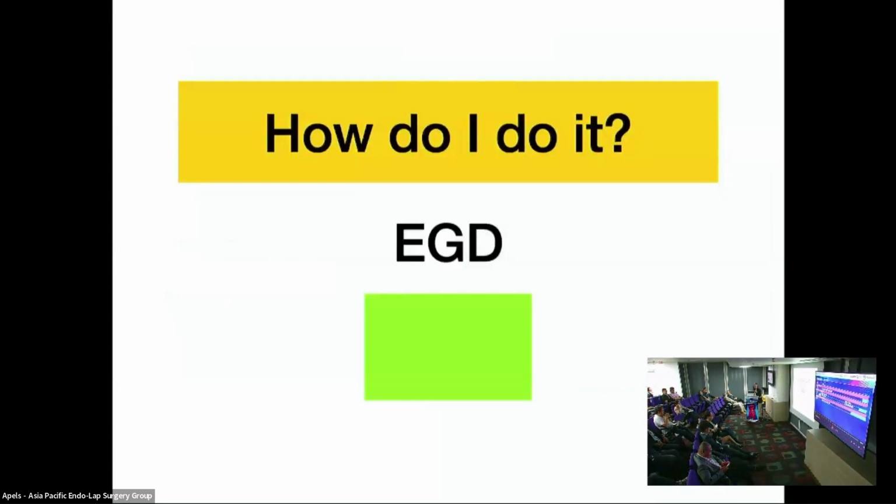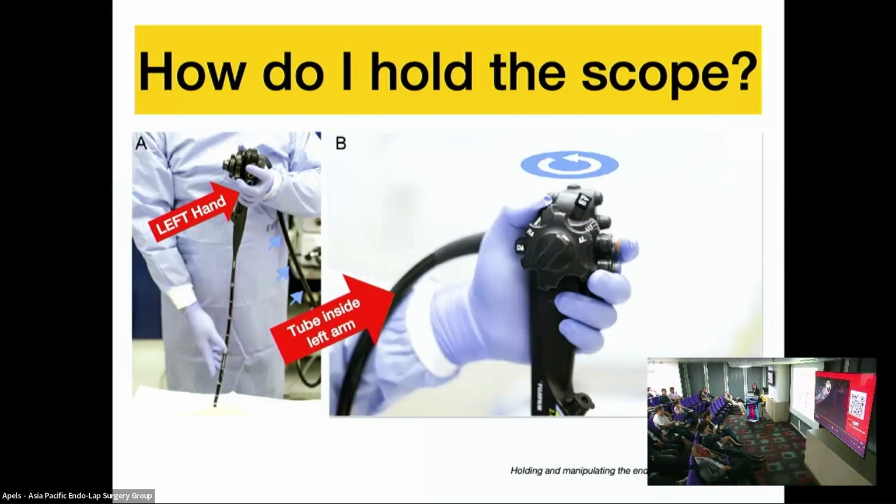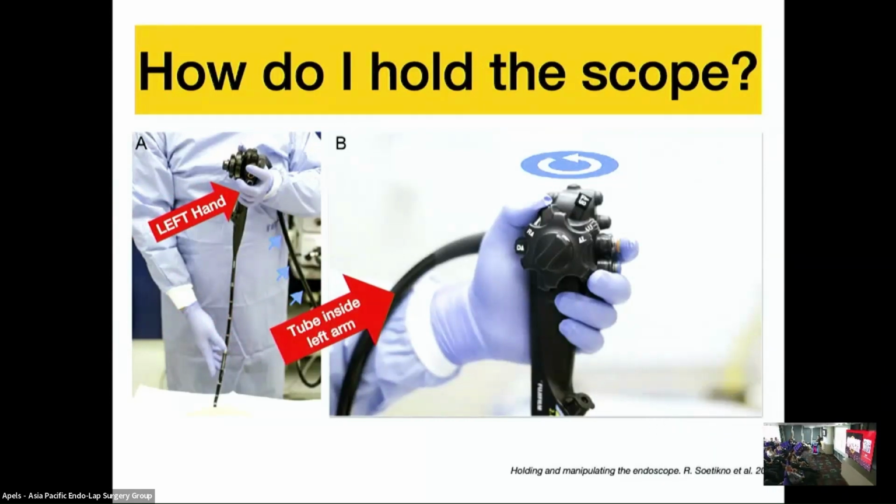And if you can do management for those, of course, that would be a plus as well. So how do you do your EGD? The proper, systematic way to do it is, of course, to check your esophagus, your stomach, and your duodenum. So how do you hold your scope? Your scope is held by your left hand, just like that. The umbilical tube is in the inner part of your arm, so that you have freedom to use your wrist. See, it's just like in the picture.